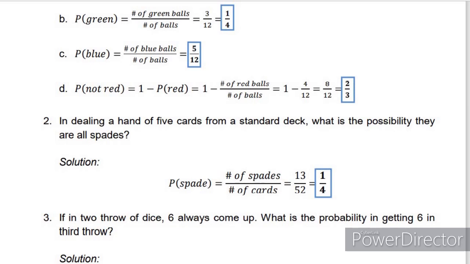Okay, when we draw 5 cards from a standard deck, to get the probability that we draw 5 spades, we count the number of spades in a deck, which is 13. The total number of cards in a deck is 52, so we just divide them. 13 over 52 is equal to 1/4. So that is the probability of getting or drawing 5 spades.